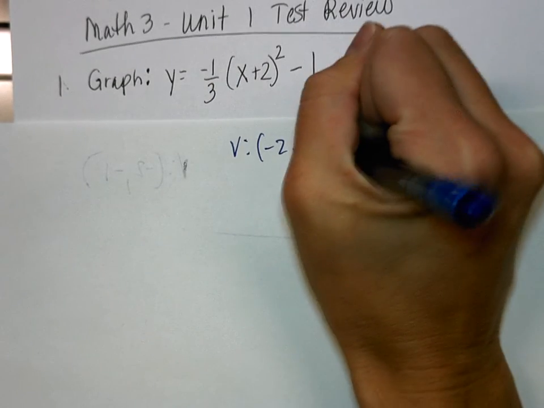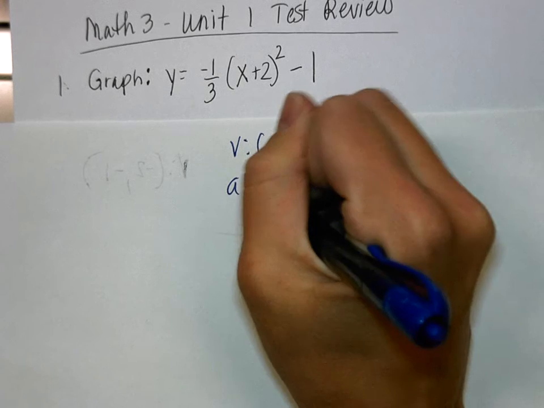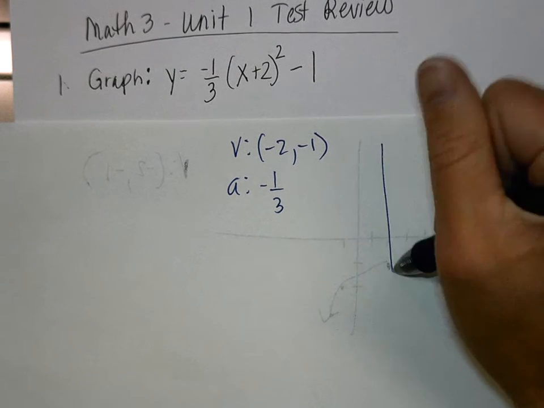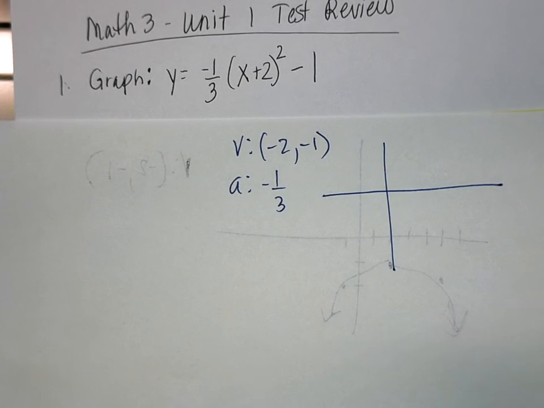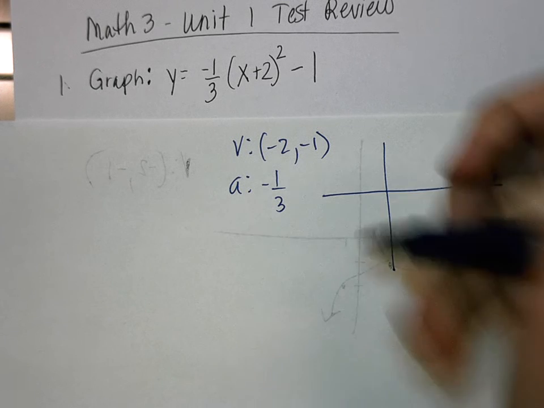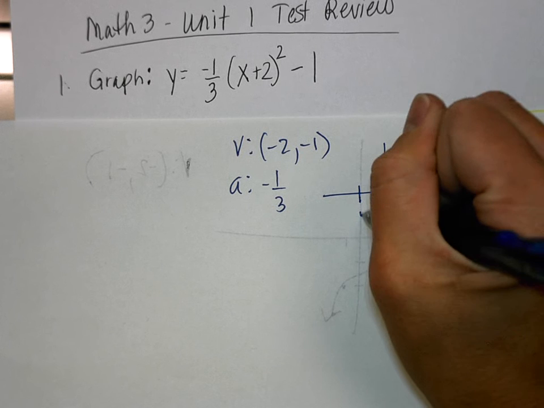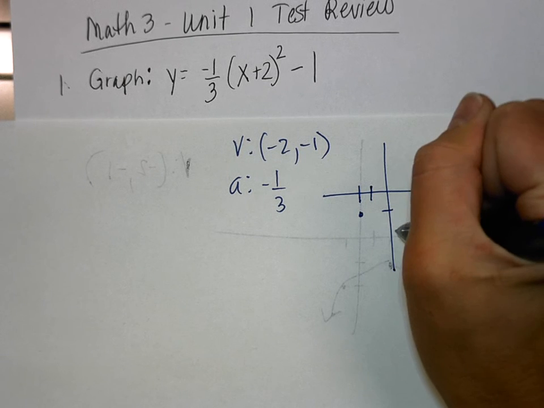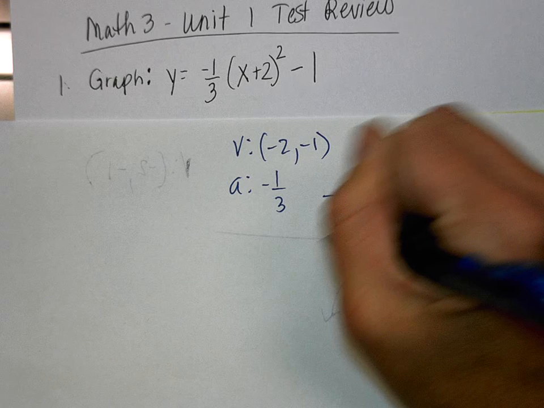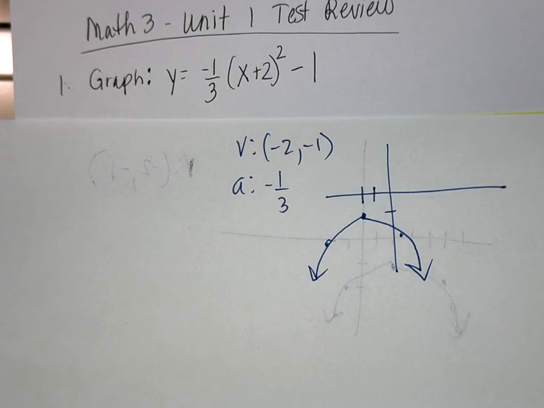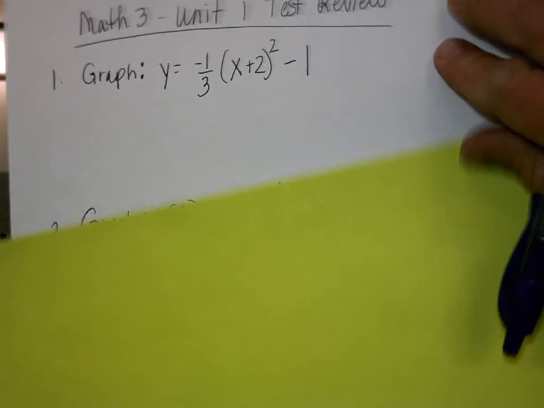Good, -2, -1. And your A value is basically -1/3-ish. Normally you'd probably want to plug in points for this, but on your test, some of these are multiple choice, so you're just going to kind of look for your vertex. So at -2, -1, there should be a point, and you're going down 1, right and left 3, and so your graph should look something like that. Are there any questions? Okay, next problem.